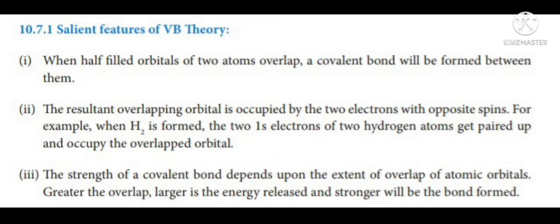Consider the hydrogen molecule formation. Here, the hydrogen molecule is formed by two hydrogen atoms. Hydrogen atom has atomic number 1. It contains 1 electron, present in the 1s orbital. Hence, these two 1s electrons of two hydrogen atoms get paired up and occupy the overlapped orbital.